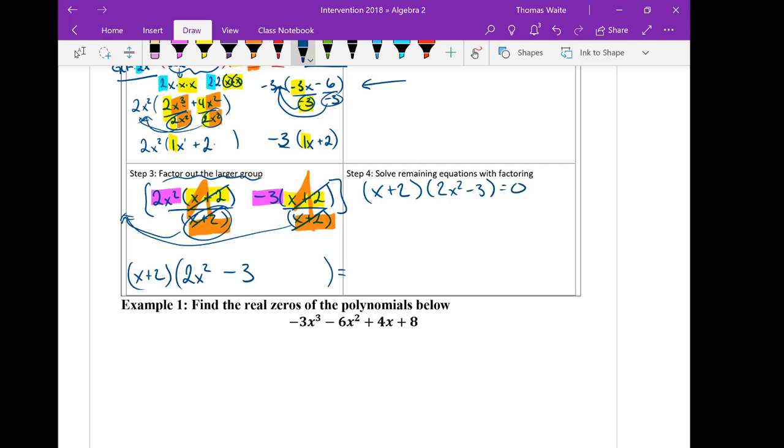Once it's factored though, it's really easy to find solutions because of our zero product property. We know that any two things multiplied together that equal 0 means that either one of them is 0, so either x plus 2 is equal to 0, or 2x squared minus 3 is equal to 0.